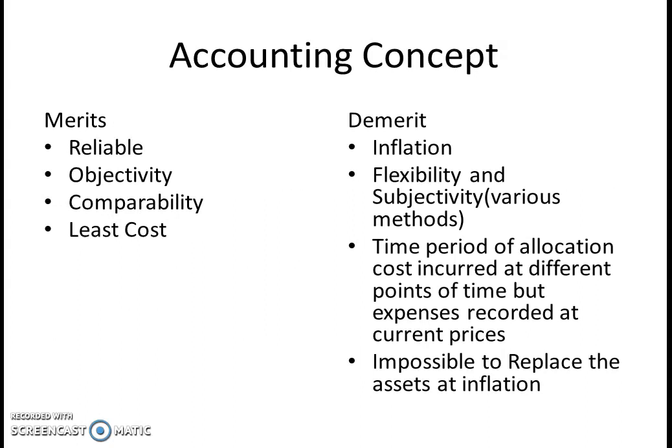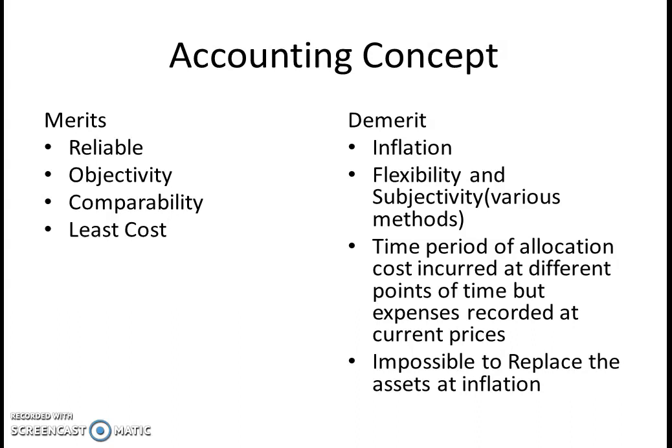So the accounting concept has certain merits and demerits. It's reliable in nature. Why? You are taking only those which have certain objective evidence. They are comparable between two different companies, because every organization would have the same concept and the same format which is being fixed. The cost is least because the formats are fixed for everyone, and the company just repeats the same procedures once they start a particular format.